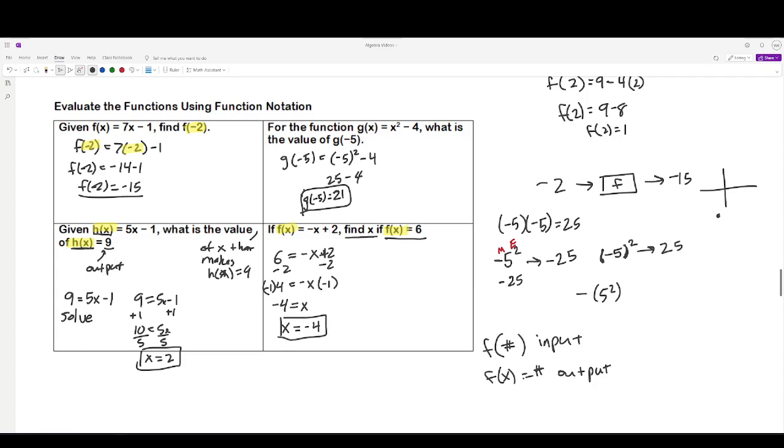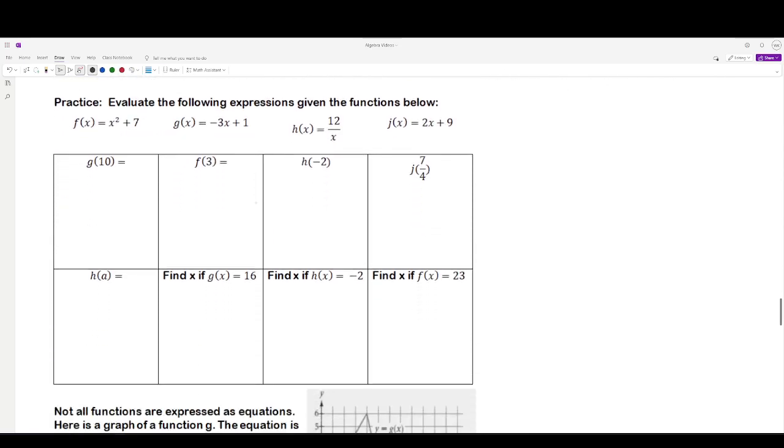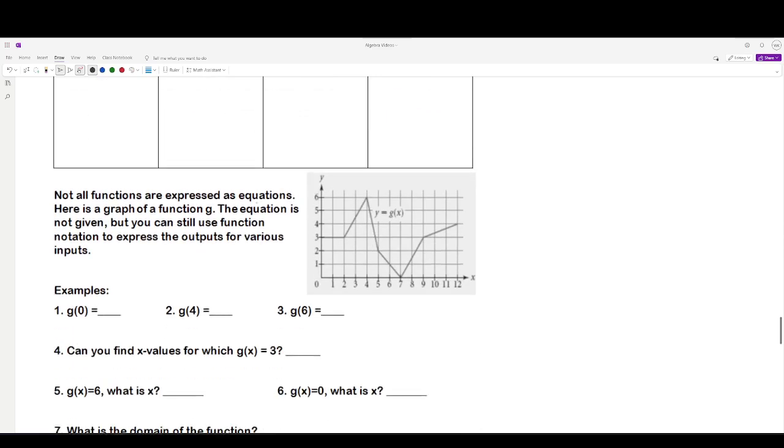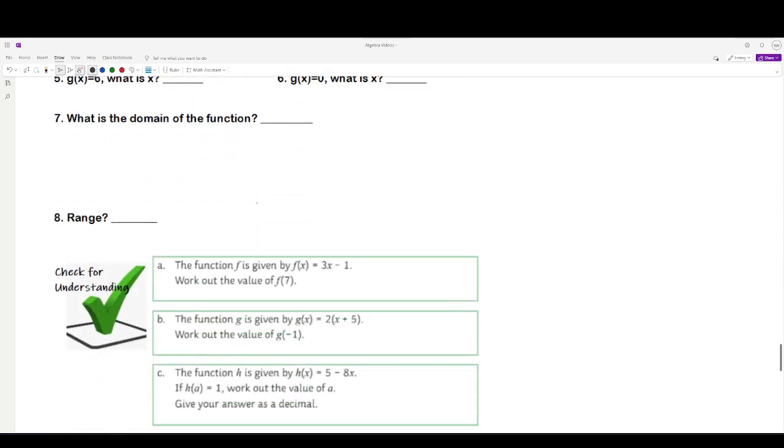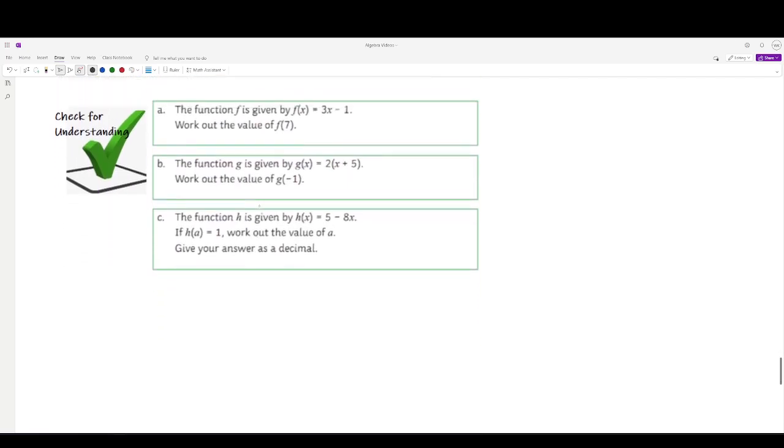There we go. Keeping straight whether you're evaluating from an input or an output is really important in these problems. And you just have to practice it and get used to seeing which is which. There are some practice problems here to do in the notes. I'm not going to go through all of those. I'll go through the check for understanding, and then we'll close out the video there.